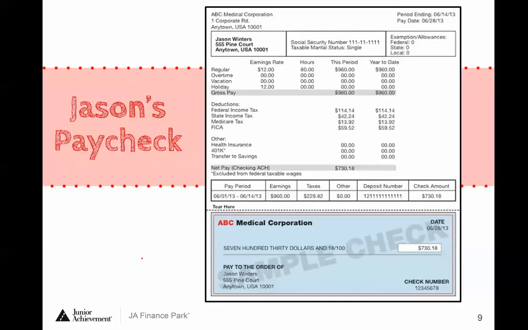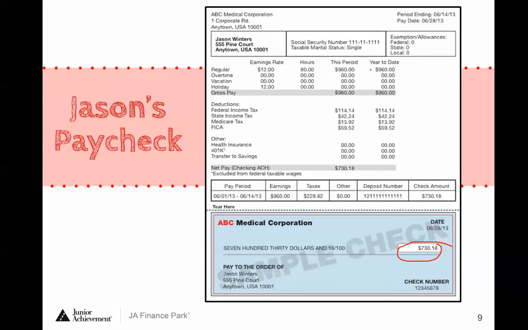Okay, so now we're going to look at Jason's checkbook. If you turn to page 19, we're going to analyze it for a second, just an overview of how a paycheck looks. Once you get your first job, you'll also receive a paycheck, and you'll see a lot of different things indicated on here, and then of course the final paycheck is down here, what you actually get to take to the bank or what's automatically deposited into your account.